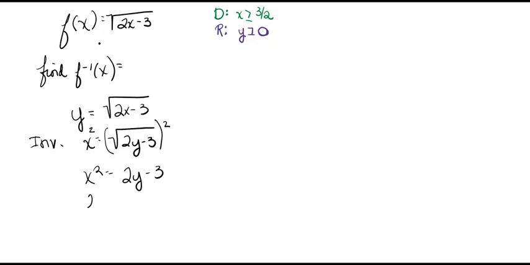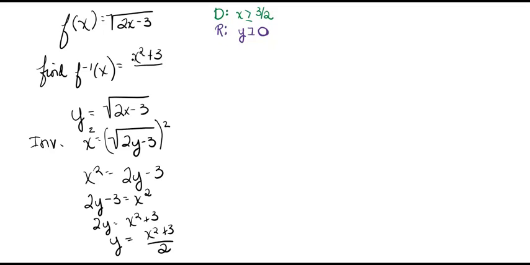I'm going to switch the sides here. I'll switch the whole thing: 2y minus 3 equals x squared. All right, I'm going to add 3 to both sides, so I get 2y equals x squared plus 3. And then if I divide both sides by 2, I get y equals x squared plus 3 over 2. So my inverse function is f inverse of x equals x squared plus 3 over 2.